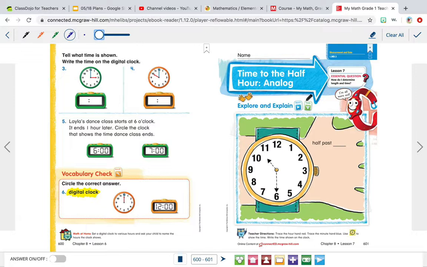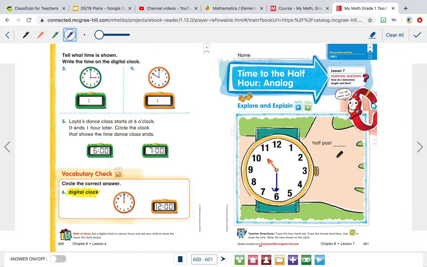It says trace the hour hand red. I'm going to use orange because I don't have red. The hour hand is the little one, so we're going to trace this, okay? And trace the minute hand blue. The minute hand is the long hand, so we're going to trace this. And it says, now we're going to show the time.